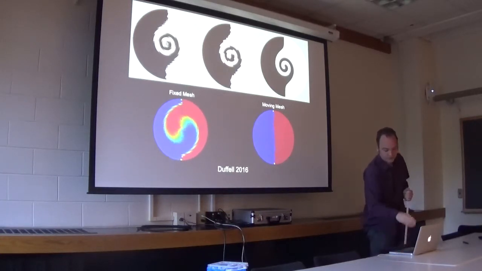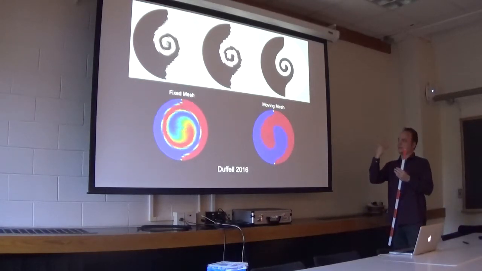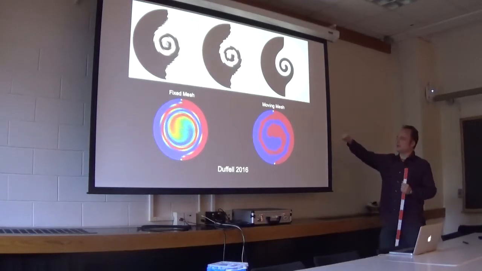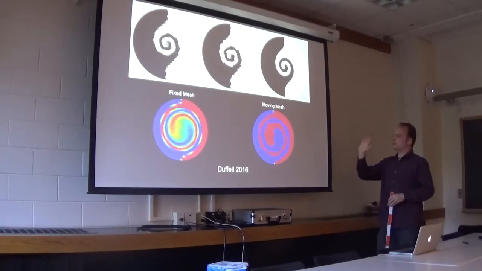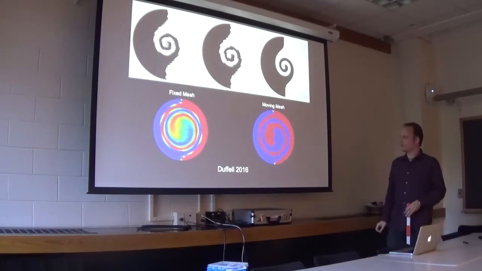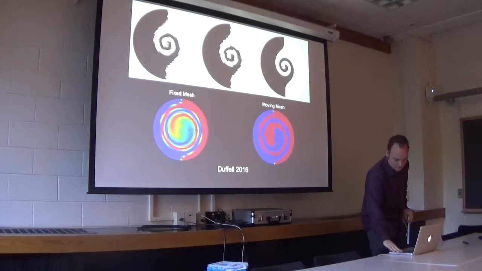But if you do include a moving mesh, if you allow the mesh to move, you can get rid of all of that diffusion. You can in principle maintain these contact discontinuities to machine precision because you're just moving the face with the velocity of the contact wave. So that sort of gives a sense of what you're gaining when you use a moving mesh.